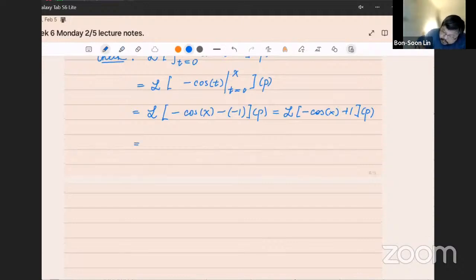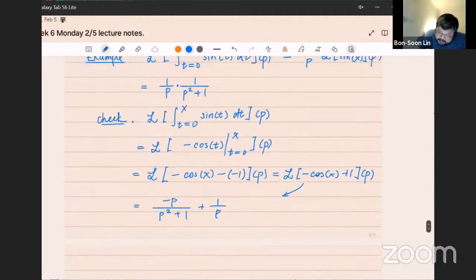The Laplace transform of minus cosine is negative p over p squared plus 1. This is the Laplace transform of minus cosine. And the Laplace transform of 1, as you know, is 1 over p. So is this the same result as this? Well, let's figure it out.